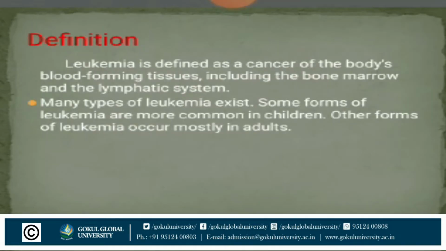Leukemia is defined as a cancer of the body's blood-forming tissues, including the bone marrow and the lymphatic system. Leukemia is otherwise known as blood cancer, and it is a very dangerous condition. Many types of leukemia exist. Some forms of leukemia are most common in children. Other forms of leukemia occur mostly in adults. That means leukemia can occur at any age group, children or adults.